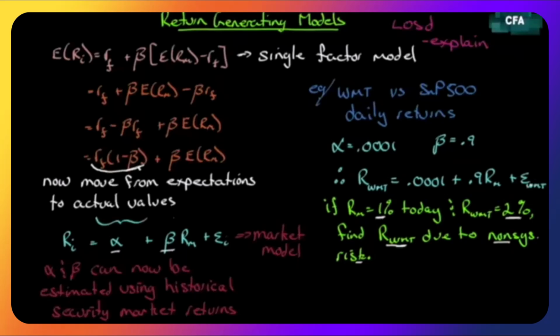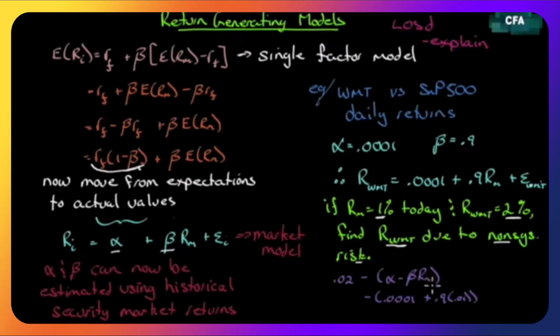The return on Walmart was 0.02. And of course, we'll have to subtract this whole term, which is alpha plus beta times the return on the market, so minus 0.0001 plus 0.9 times 0.01. 0.9 is our beta. We've already calculated that. 0.0001 is our alpha. And the 0.01 in here is the return on the market for that day. And the return on the market, we're told, was 1%.